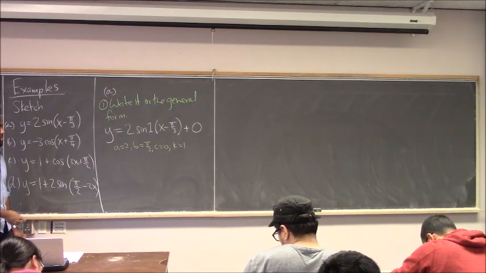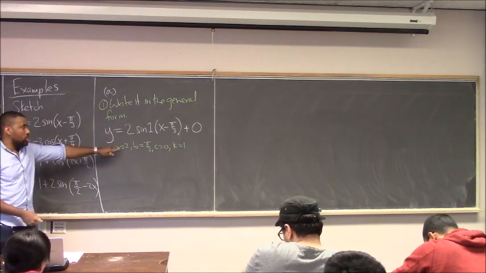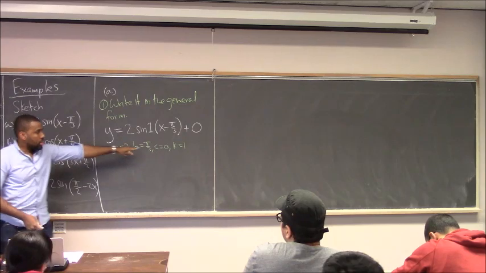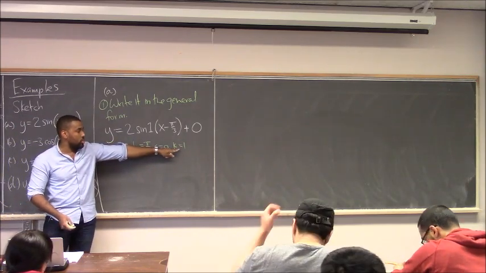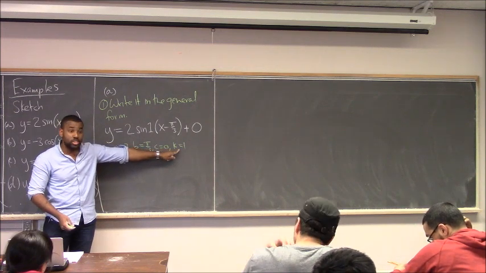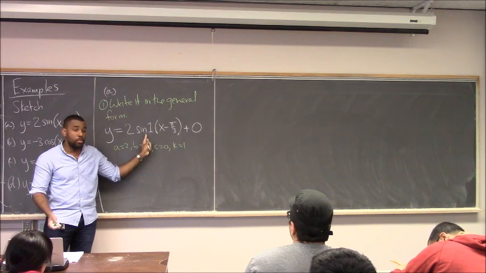Now that immediately gives us all the information that we need. That's going to be the amplitude. This is going to be how we shift. This is where the center line is going to be. And this is going to tell us how the period is going to change. In fact, this means the period doesn't change. It's going to be 2 pi divided by 1. So this graph will still have a period of 2 pi.